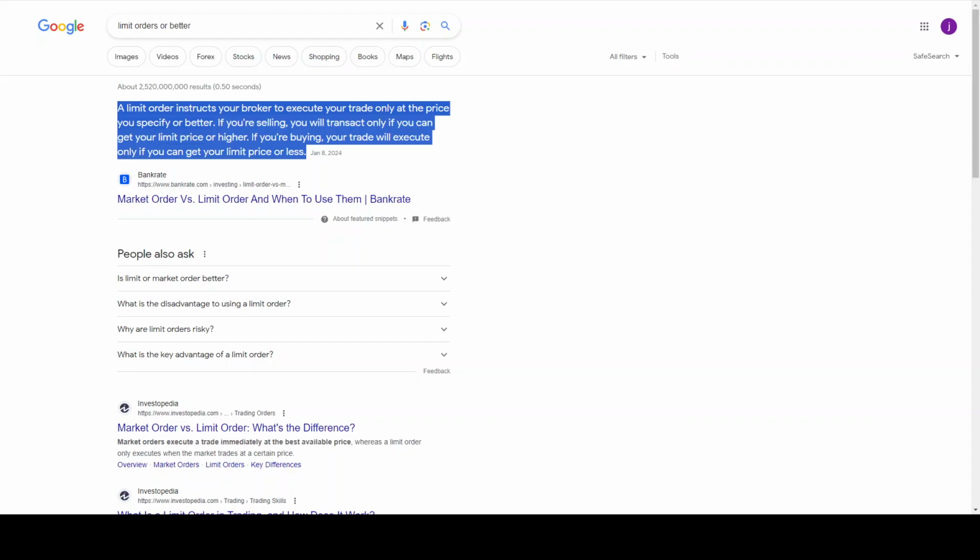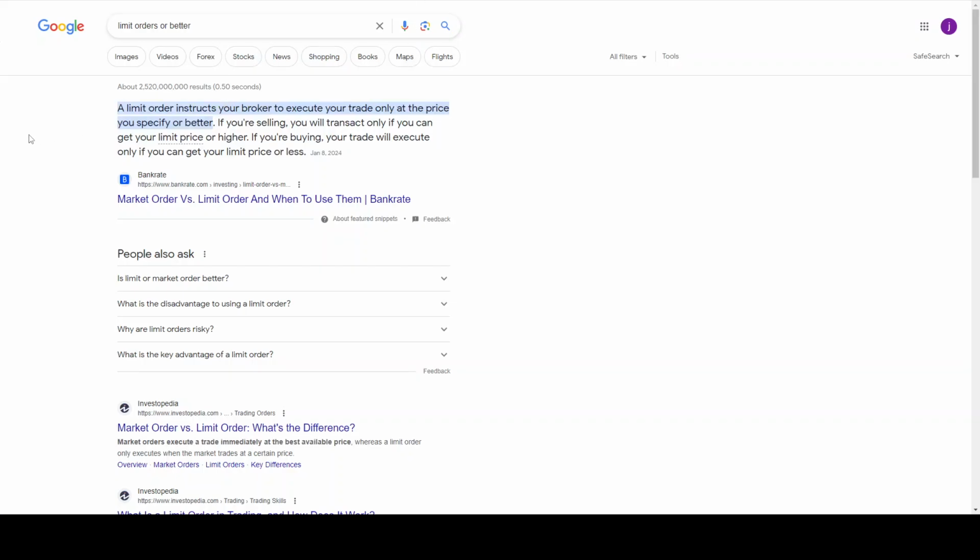A limit order instructs your broker to execute your trade only at the price you specify or better. If you're selling, you will transact only if you can get your limit price or higher. If you're buying, your trade will execute only if you can get your limit price or less. So this "or better" right here is important.